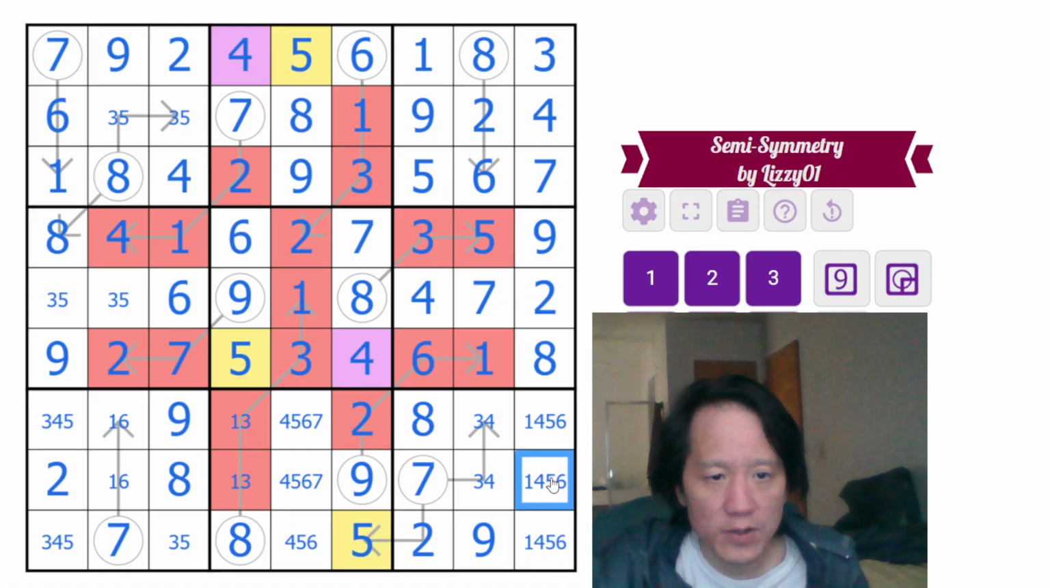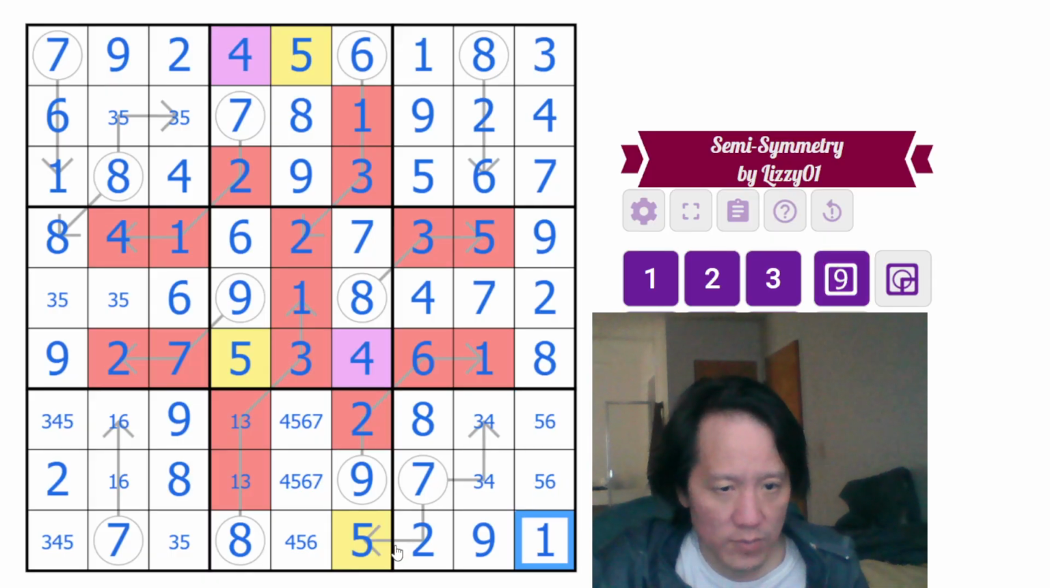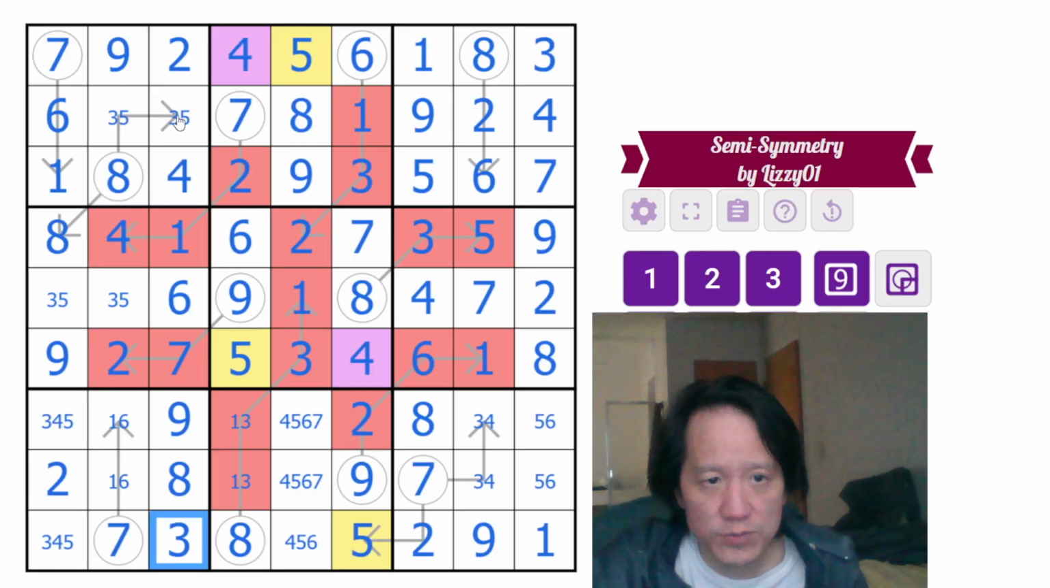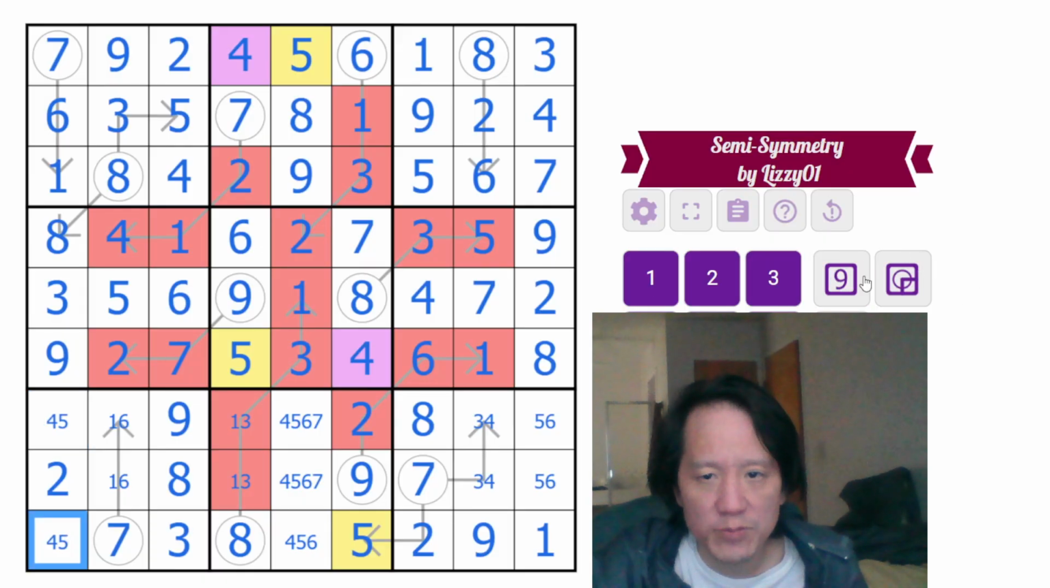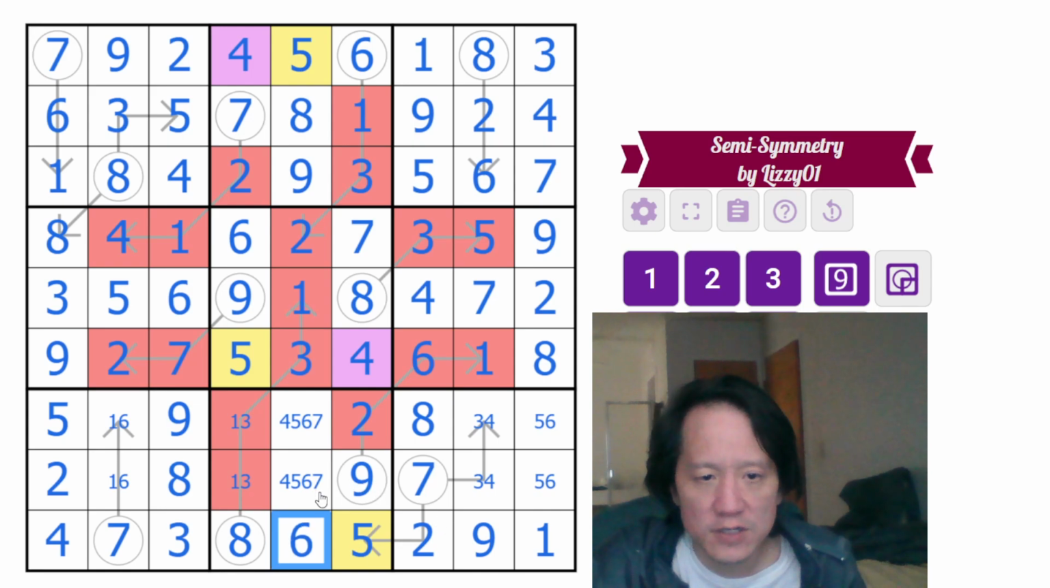This can't be 1, either of these. This can't be 4, so this has to be 1. This can't be 5 anymore, so therefore it's 3. This is 5, this is 3, this is 5. All of this is because of Sudoku. This can't be 3, this can't be 3, this can't be 5, so this is a 4, this is a 5. This can't be 4 or 5, so this is a 6.